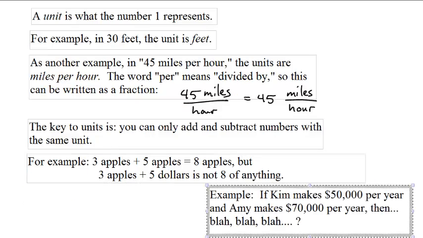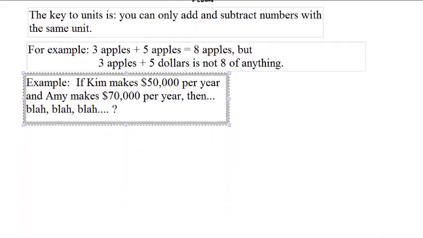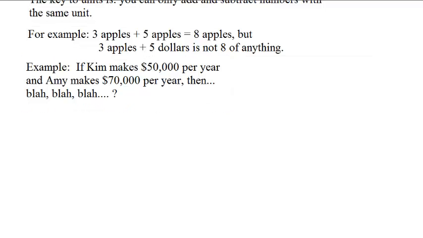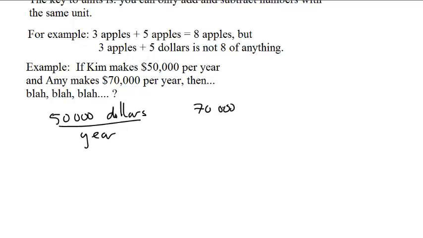Finally, let's do one more example. Let's say we're given a word problem, and it says, Kim makes $50,000 a year, and Amy makes $70,000 a year, and blah, blah, blah, blah. Say you didn't quite catch the rest. Well, here's the thing. If we look at the numbers, we have $50,000 per year, and we have $70,000 per year. These two numbers have exactly the same units, and this means we can add or subtract.